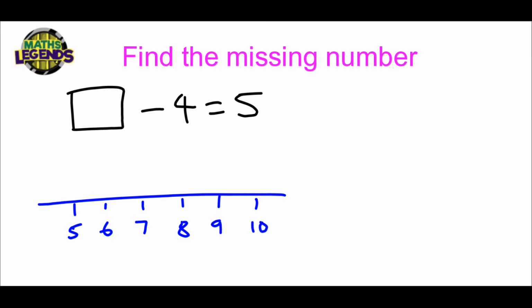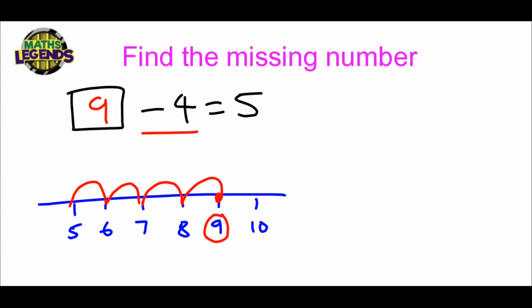And we know we need to go 4 steps to the right here. So 1, 2, 3, and 4. So we've ended up being in position 9. So the answer here is 9. So 9 take away 4 equals 5.